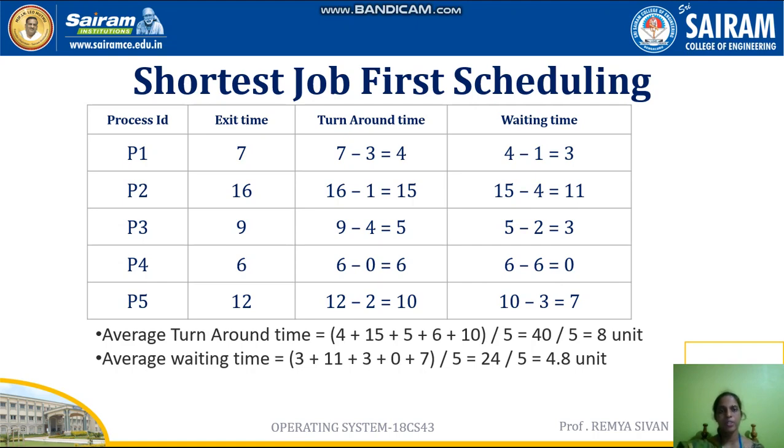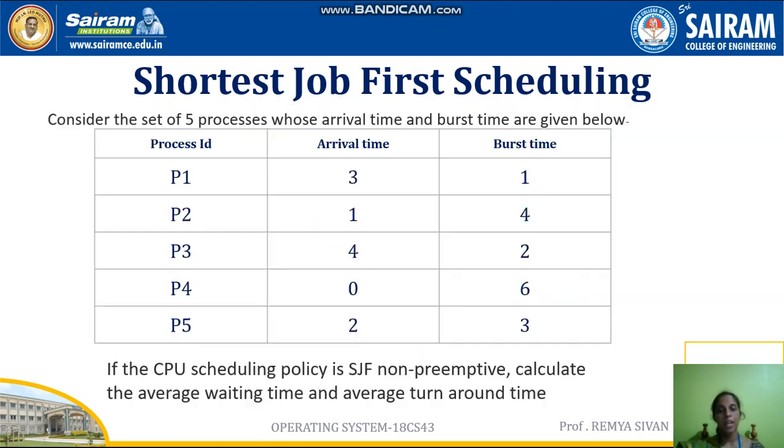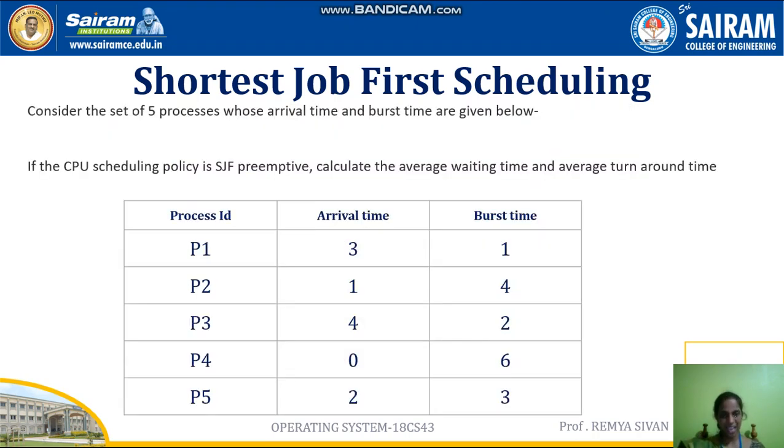This is shortest job first scheduling. Which mode? Non-preemptive or preemptive mode? This is non-preemptive mode. Next we are going to see the same question for preemptive mode. So the question is the same. Calculate the turnaround time and average waiting time in the preemptive mode.